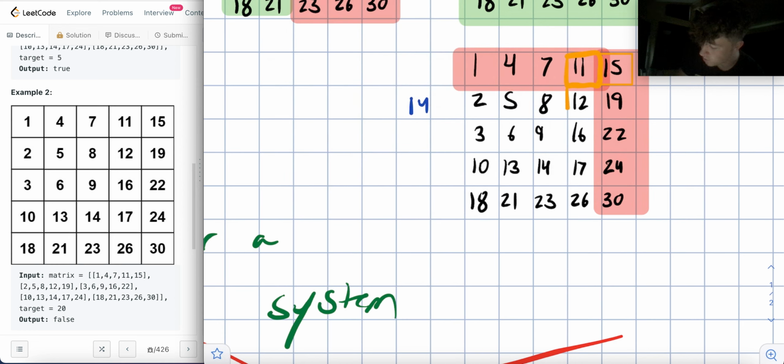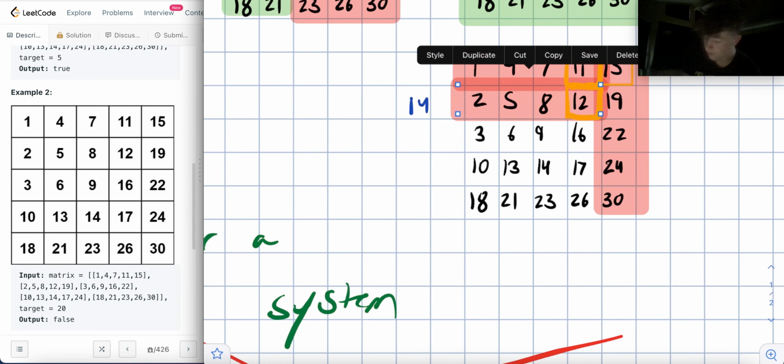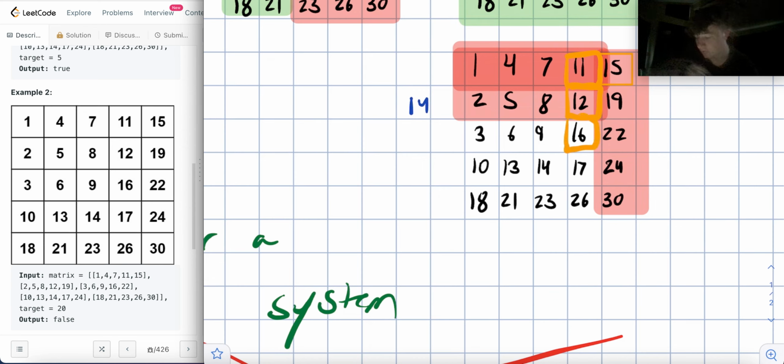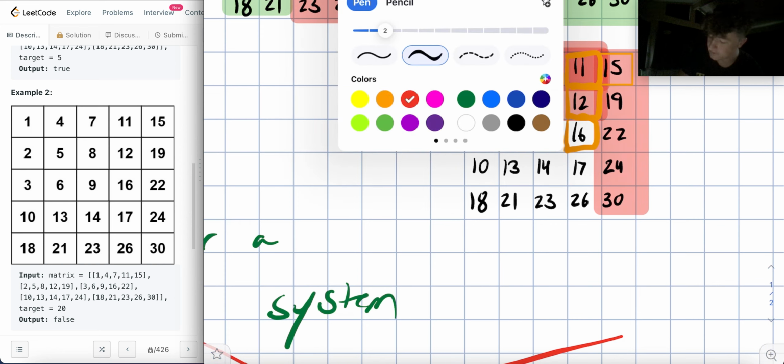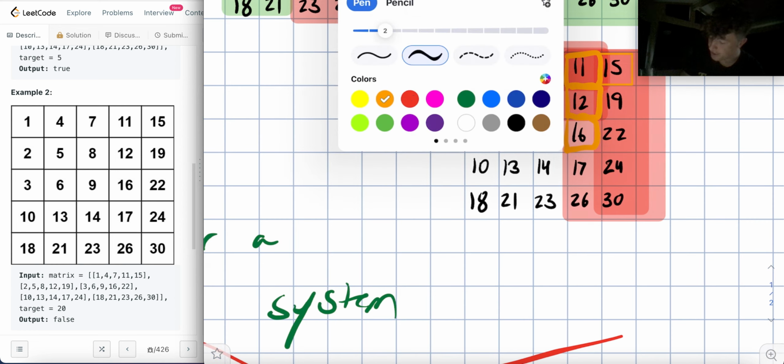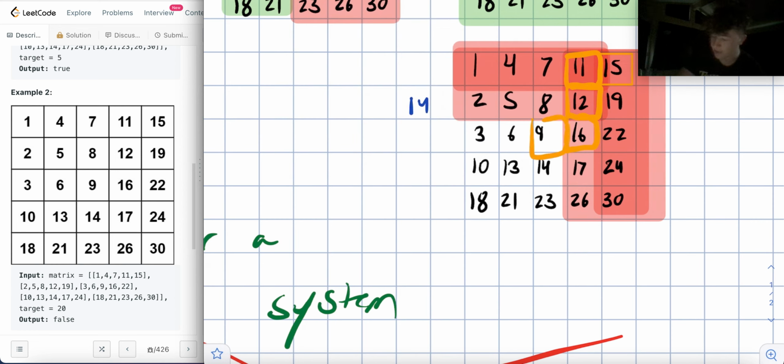Right now we'll look at 12 and we'll say, okay, it's definitely greater than 12. Right? And then we'll look at 16 and we'll say, okay, well, it's less than 16. So that means that everything to the right here gets changed. So then we look at 9. We say, okay, it's greater than 9. So then everything to the left here gets changed. Then we're at 14 and we found our value.